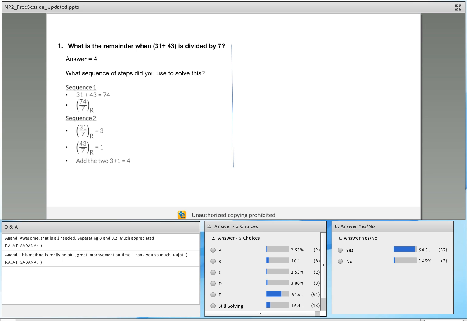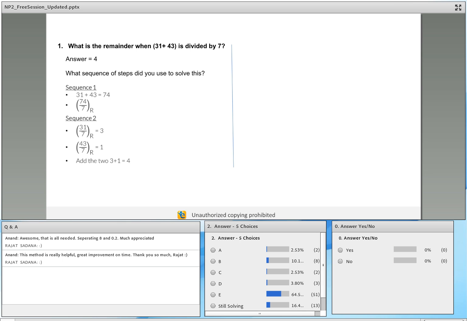How can we get that? There are 2 ways of doing it. One is that you add 31 and 43, you get 74, you divide that by 7 and you get the remainder, which is 4. The second is you actually divide 31 by 7, you divide 43 by 7, you get their subsequent remainders and you add the 2 remainders and you say, hey, these remainders are still less than 7, so 4 is my remainder.